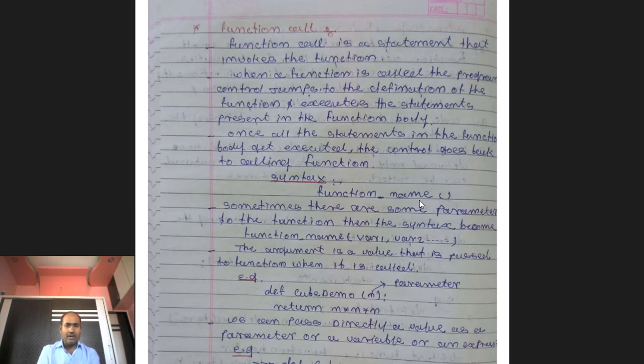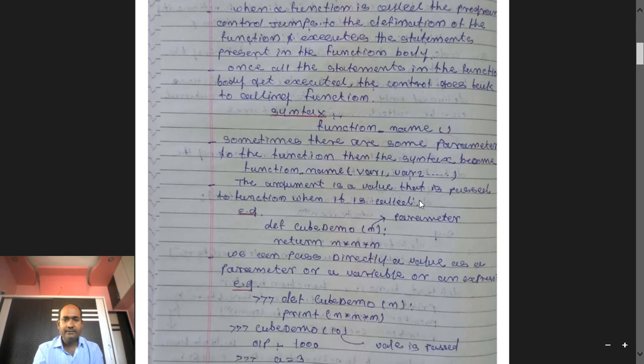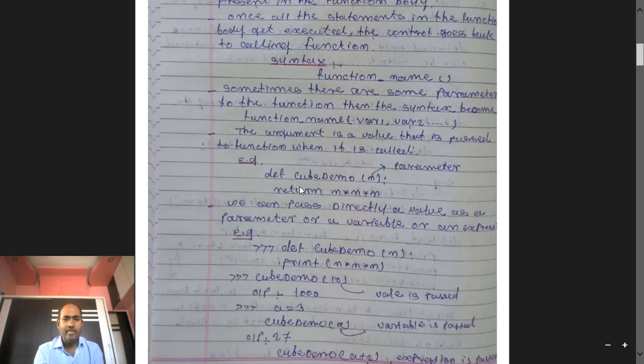Now here is one example. Here def cube_demo, in the parentheses n, after that a colon. This n is a parameter, and then here we need to give the indentation: return n * n * n, that means n cubed. When we execute this particular part, it cannot show the output because we are not giving n's value. n is only a parameter, a variable, and we are not providing a value to the variable.